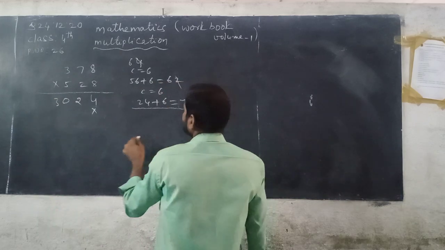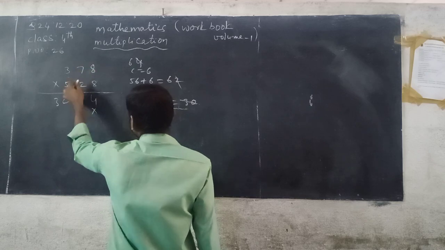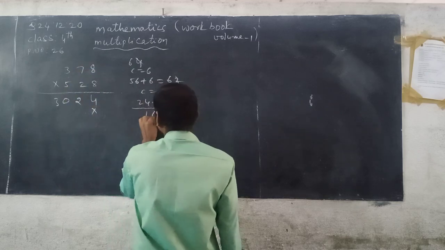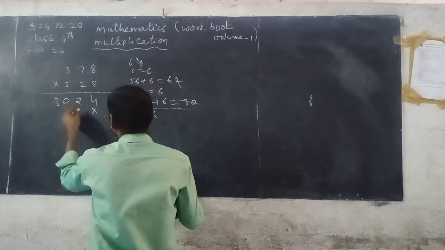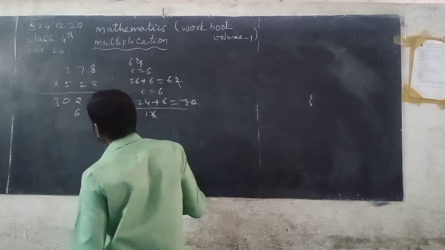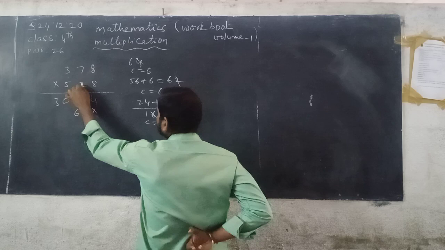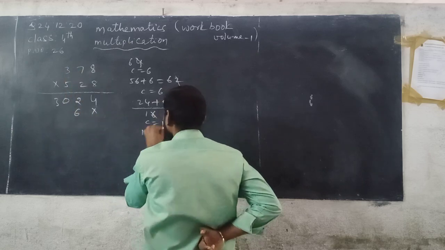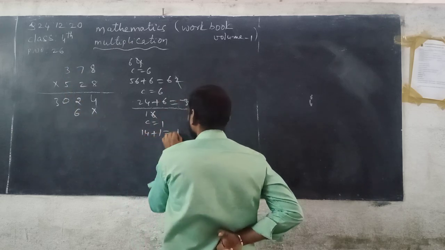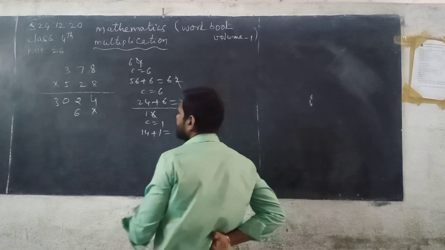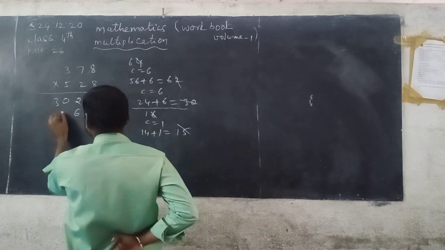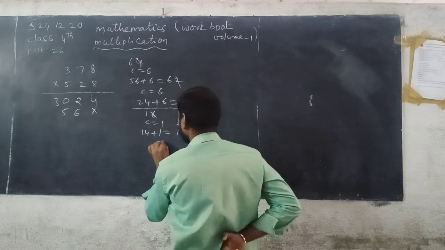Now 8 is multiplied with 2. 2 eights are 16. In it, 6 is taken and written down below 2, that is the tens column. Now carrying 1. Next 2 sevens are 14. 1 is added to 14, 14 plus 1 you get 15. 5 is written down below 0, and the remaining 1 is the carry.